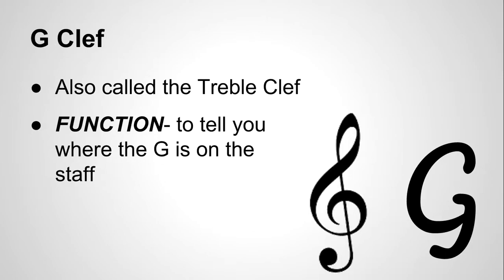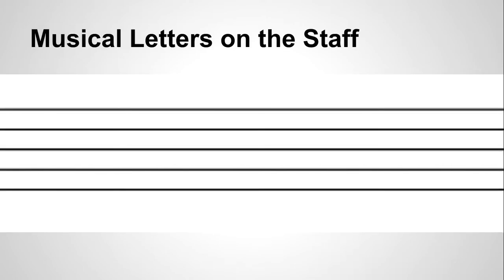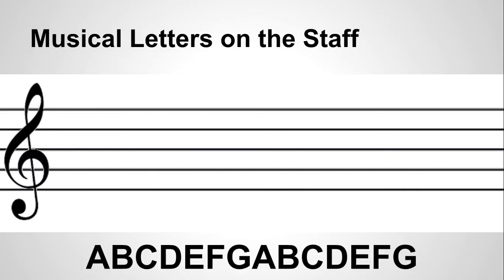The function of the G clef or the treble clef is to tell you where the letter G is on the staff. Let's look at it now. So here is a staff, five lines, four spaces in between. I'm putting my G clef right here. What you need to do is know your alphabet, so I'll put it here for reference. Then look at the tip of the G clef and see which line it passes through last. You'll notice it is this line right here, the second line. Therefore, that is where the G is.